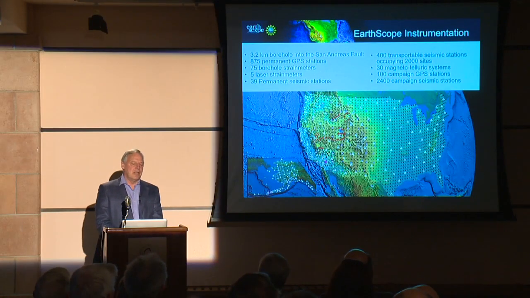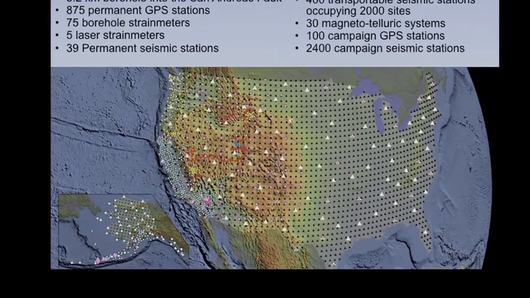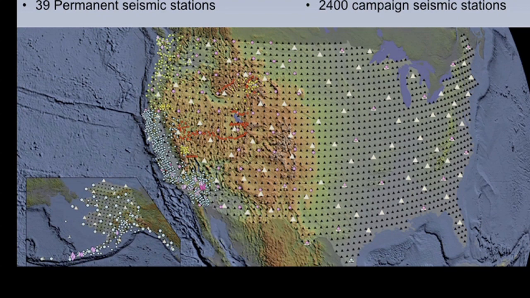So this image gives you a map of the assets all used in USArray. Now many of these are temporary deployments. The triangles here are permanent stations. The red triangles and the black triangles are the transportable array and flexible array components, and the blue dots over here are all GPS monitoring equipment, things like that.